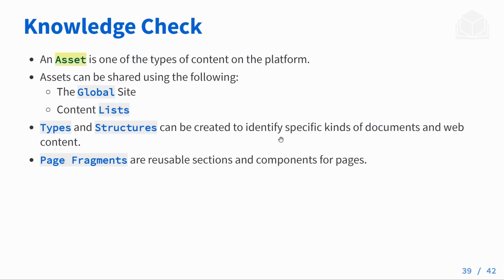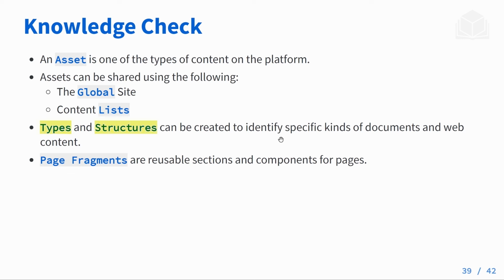An asset is one of the types of content on the platform. Really, we could say that asset is another way of referring to content on the Liferay DXP platform. Many of Liferay's entities are built on the asset system and the asset framework, and developers can integrate with the asset framework easily too. It's designed to be used with custom entities. You can specify how you want it to be displayed, and then you can use it in an asset publisher widget. If you want to share your assets, you're going to need to put them on the global site or use content lists.